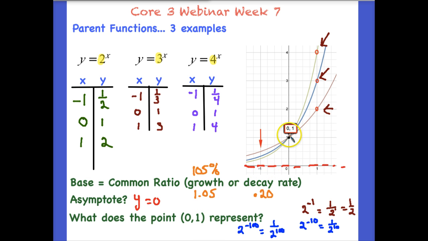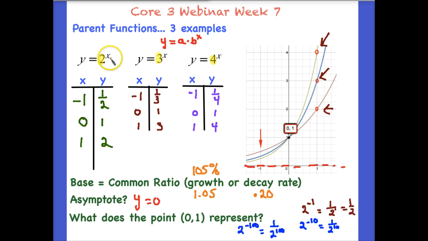What does the point 0, 1 represent? Well, that's always going to represent our starting point, right? Not our base, sorry, our starting point depending upon what our a value is. And our a value in all these is in front of our base, so it looks like this. Y equals a times whatever our base is, we'll call that b, to the x power.